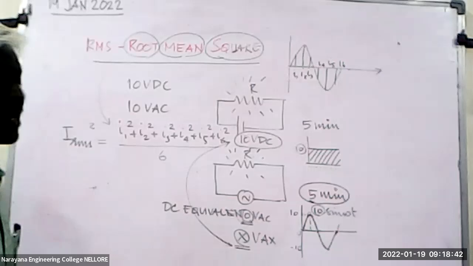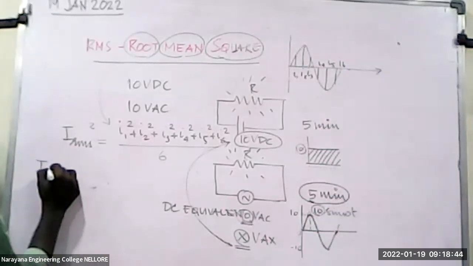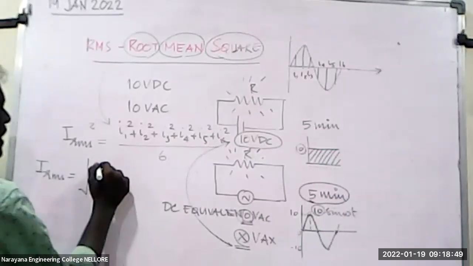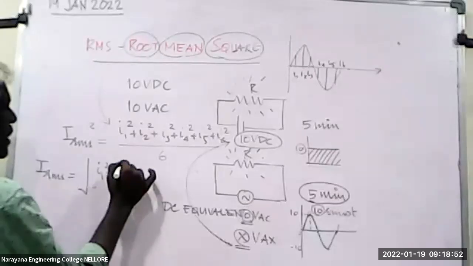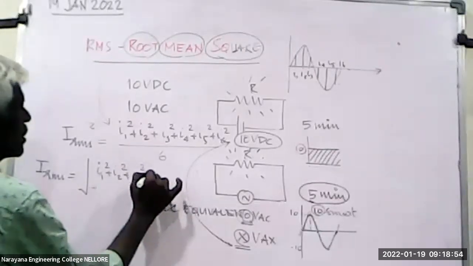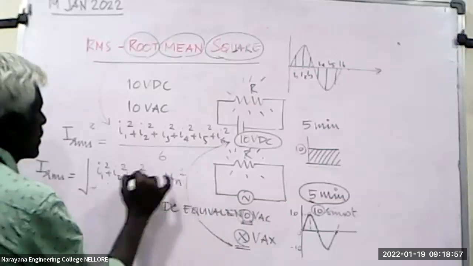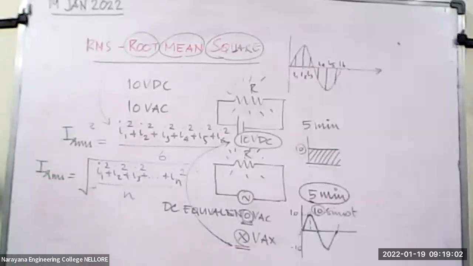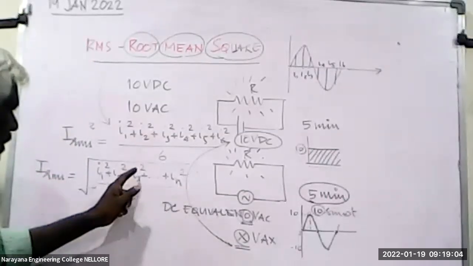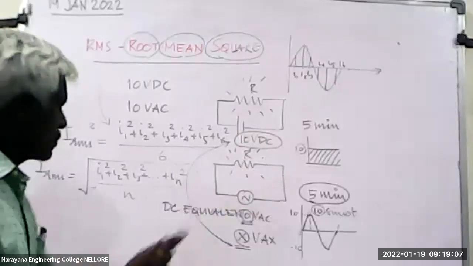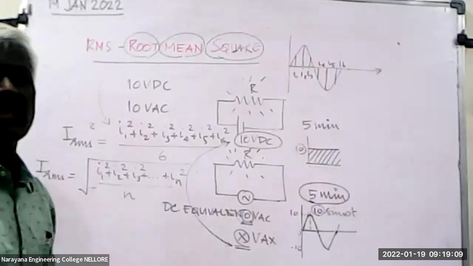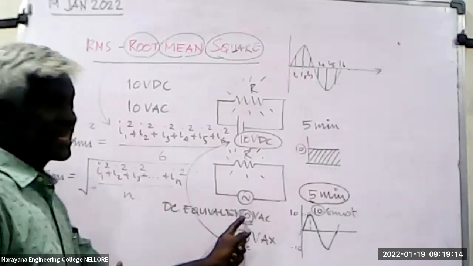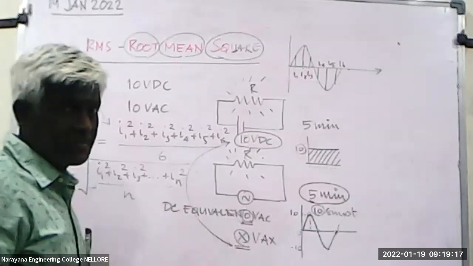So this is how they found it. IRMS is the square root of I1 squared plus I2 squared plus I3 squared and so on, plus IN squared, divided by N. When you square, the value becomes positive, so unlike the average value, which came to 0, here it will not be 0. So though the AC looks like 10 volts, it is not 10 volts.